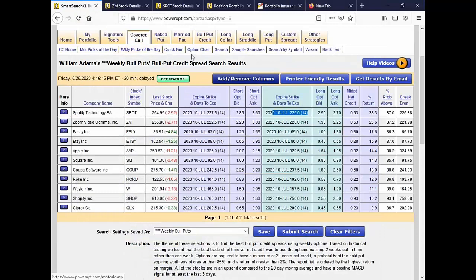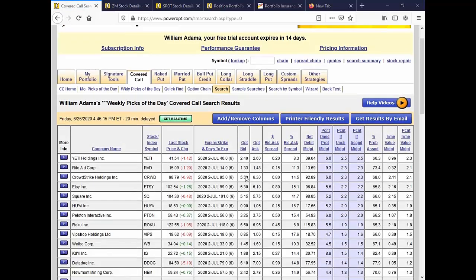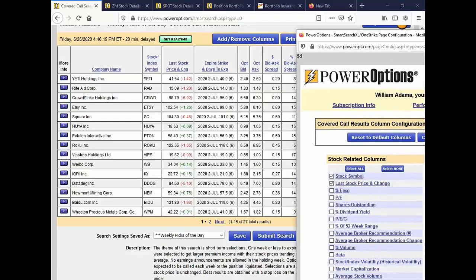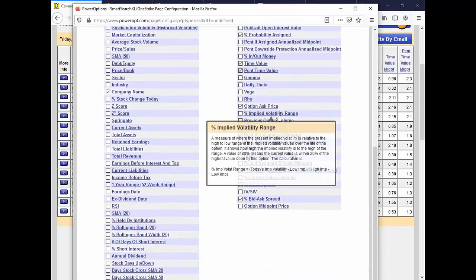But for many other strategies, let's say covered call search, many of the single strategies, including straddles, Chuck, strangles, and more, in that case I thought I already had it added, but I'll go to add, remove columns again. Slide that on over, Chuck. Percent implied volatility range. That's what we use. You said IVR. We use the percent implied volatility range.